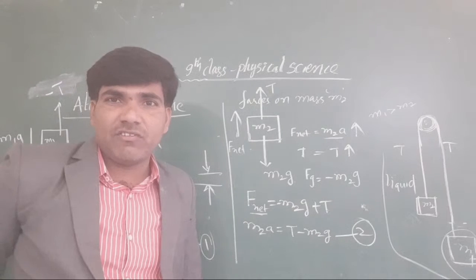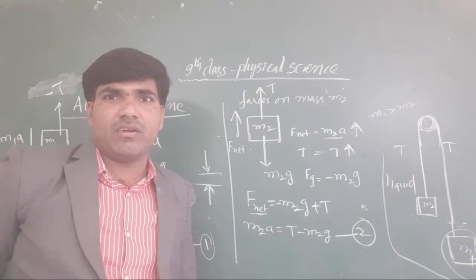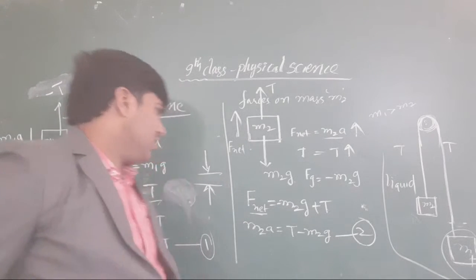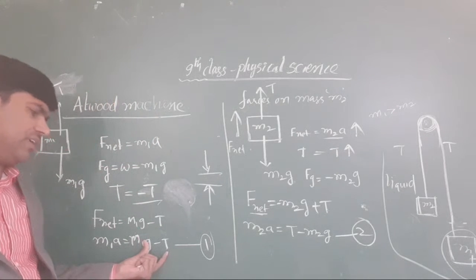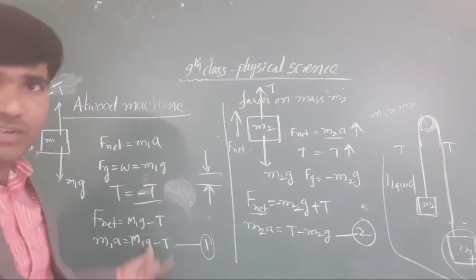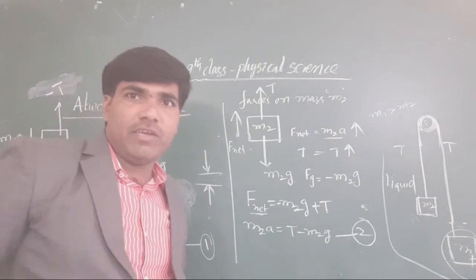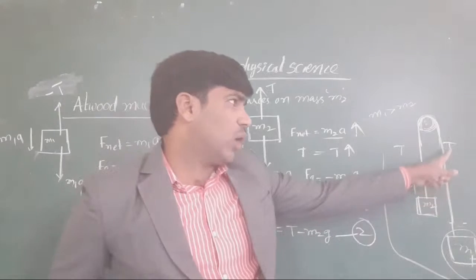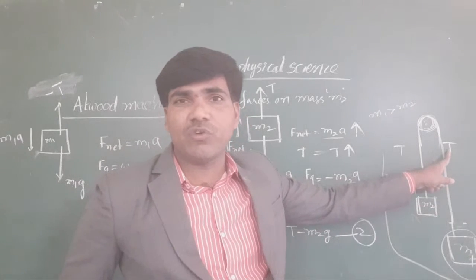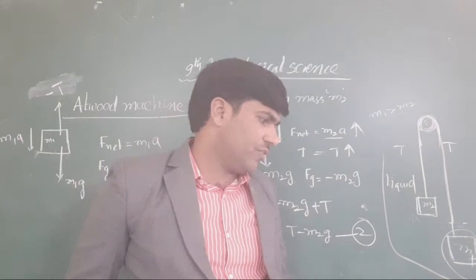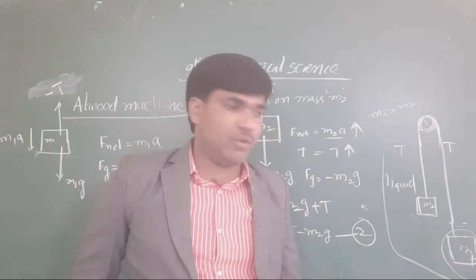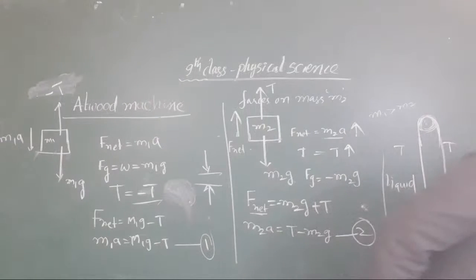Sir, there is a minus T in m1 and plus T in m2. Yeah, that is what I have written. There is a minus T in m1. Why are you asking? Because it is opposite to the direction of the gravitational force. Just a minute, students.